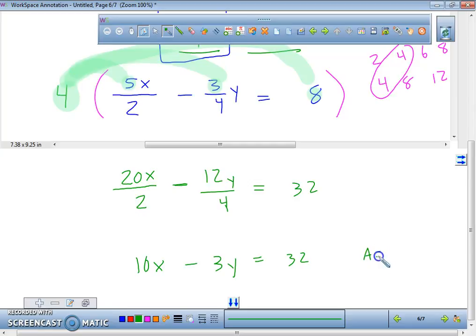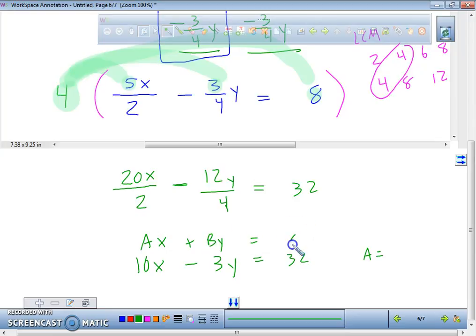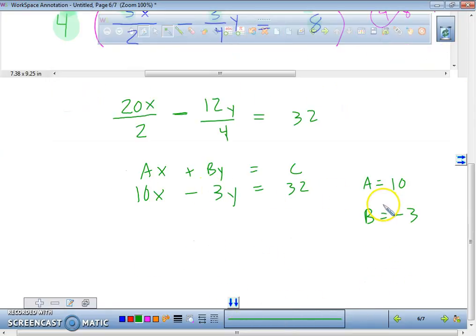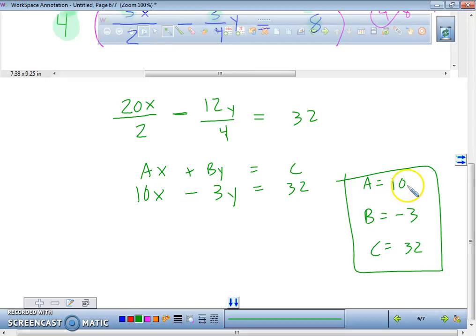Now, if I asked you for your a value, remember, it's ax plus by equals c. My a value is equal to 10. My b value is equal to negative 3. It's negative. And my c value is equal to 32. Now, let me explain something. This is perfect. That a value is positive. The greatest common factor between 10, negative 3, and 32 is just 1. You can't simplify it anymore.